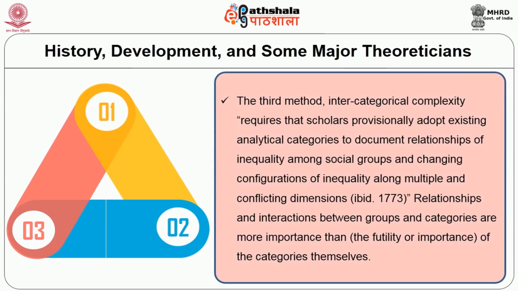The third method, intercategorical complexity, requires that scholars provisionally adopt existing analytical categories to document relationships of inequality among social groups and changing configurations of inequality along multiple and conflicting dimensions. Relationships and interactions between social groups and categories are more important than the futility or importance of the categories themselves. Starting from traditional categories of identity, this approach appreciates that no single dimension of overall inequality can adequately describe the full structure of multiple intersecting and conflicting dimensions of inequality.